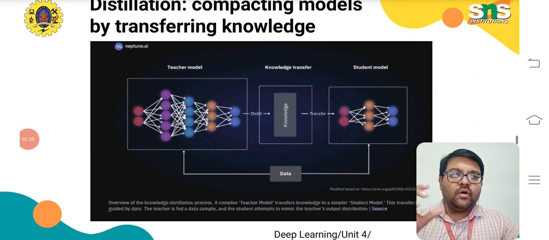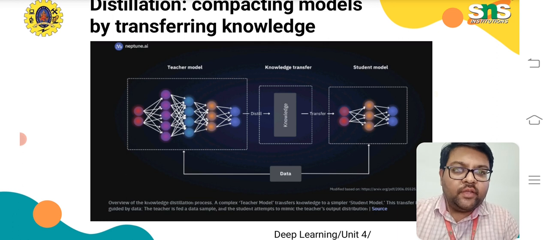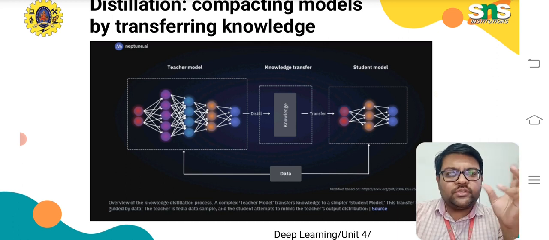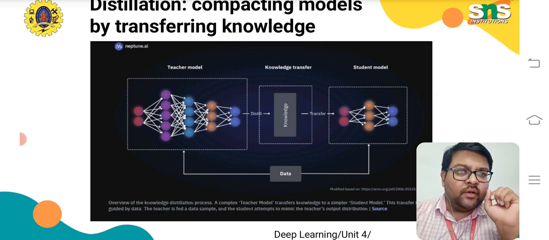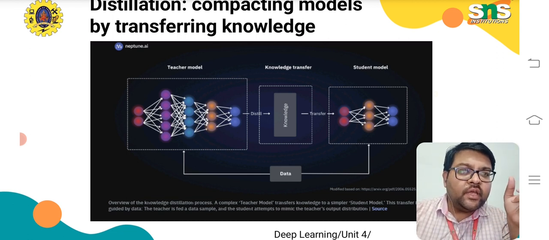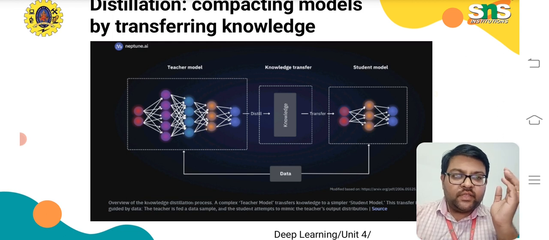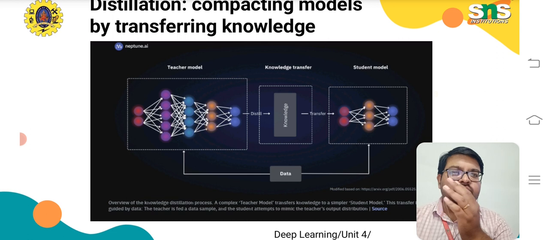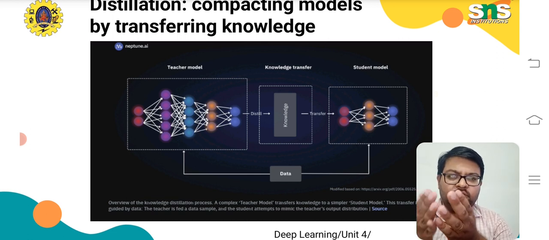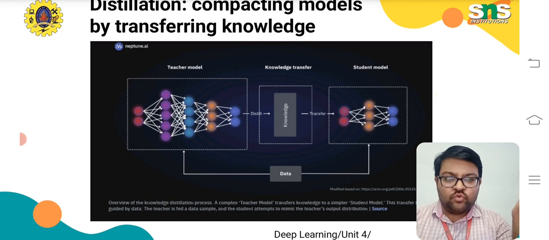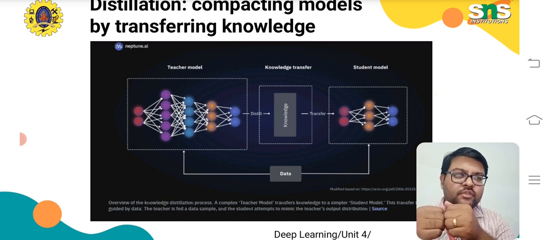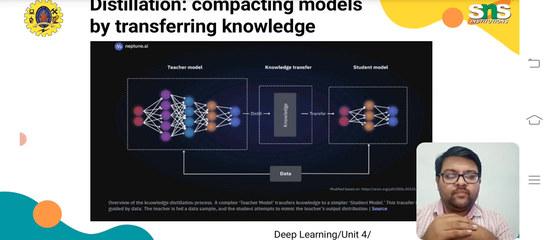So this is a diagram of the distillation technique. There is a teacher model. You can see so many nodes, neurons are there. It is a complex model, and there is a knowledge transfer that is actually taking place, and then it goes to the student model, which is less complex than the teacher model. So there is a transfer of the knowledge from teacher model to the student model, just like how a teacher teaches the student and the student, based on that, tries to answer the questions in the examination or does an innovative project, right?